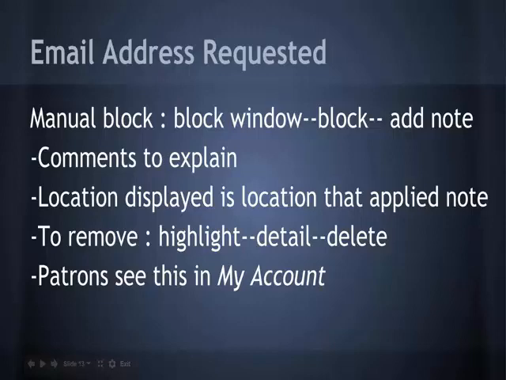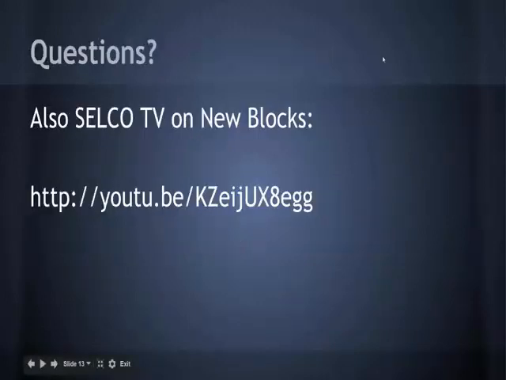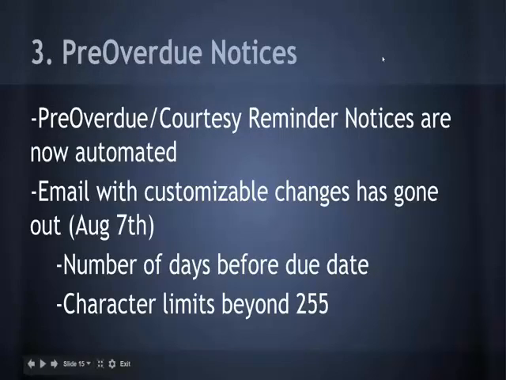Okay, so the third change in Horizon is some changes in the pre-overdue notices. Again, these are your courtesy reminders that come 2 days before the item is due. We made some changes in them at the beginning of the month because we automated them. Before that, somebody was running them at SELCO Monday through Friday. It would take an hour and a half to 2 hours to run all your pre-overdues. And then on the weekends, we rotated around, so one of us got to be the lucky person who ran pre-overdues on Saturday and Sunday.